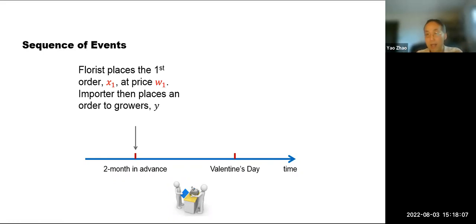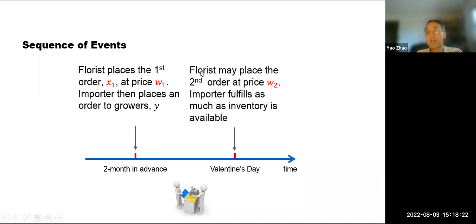The importer will then get ready, confirm the deal and source materials from outside growers, which is Y, how much they're going to purchase from the growers. During Valentine's Day, the florist may place a second order at a higher price, W2, the emergency order at the emergency price, and the importer will fulfill that order as much as inventory is available. If the importer has extra or backup inventory, he'll fulfill that order. If not, that's fine, there's no second order.